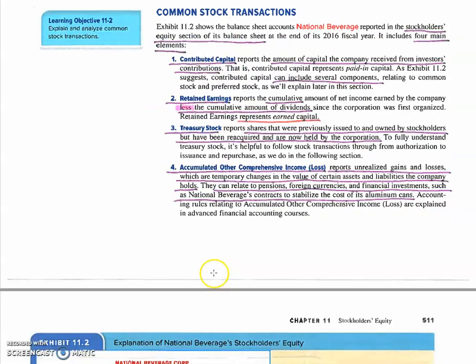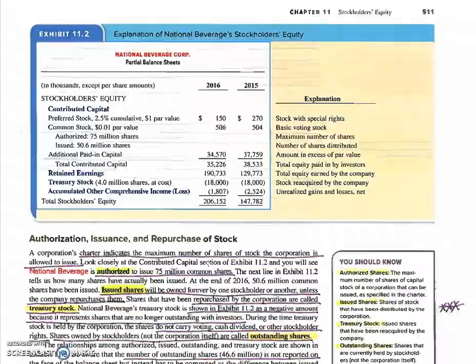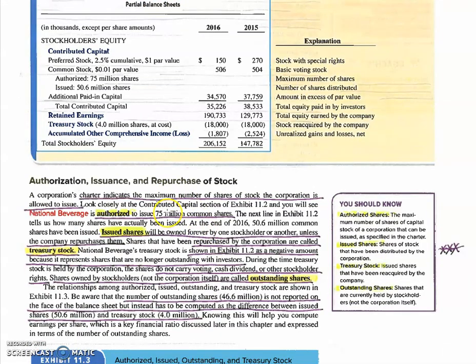Okay, let me move on down. And they get into some terminology related to stock. So the corporate charter sets out the maximum number of shares of stock that the corporation can issue. Now that's usually a very large amount, and that's what's referred to as authorized shares. Authorized shares just means the number of shares the corporation is authorized to issue.